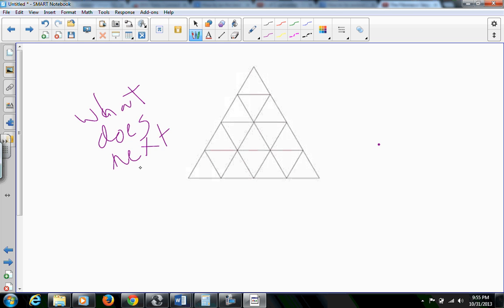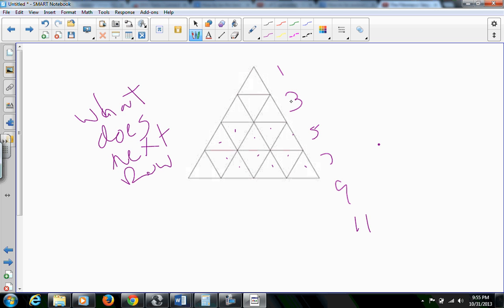What does the next row look like, right? Well, I can say I have 1, and then 1, 2, 3, and then I have 1, 2, 3, 4, 5, right? And I have 1, 2, 3, 4, 5, 6, 7. Okay, so how am I increasing from one to the next? I'm counting by twos, right? So the next one would have 9, and the one after that would have 11.